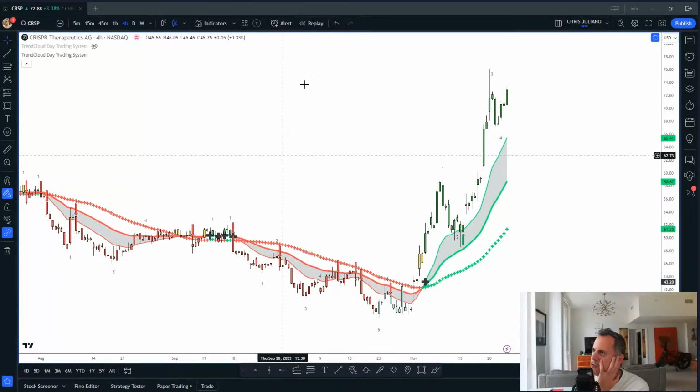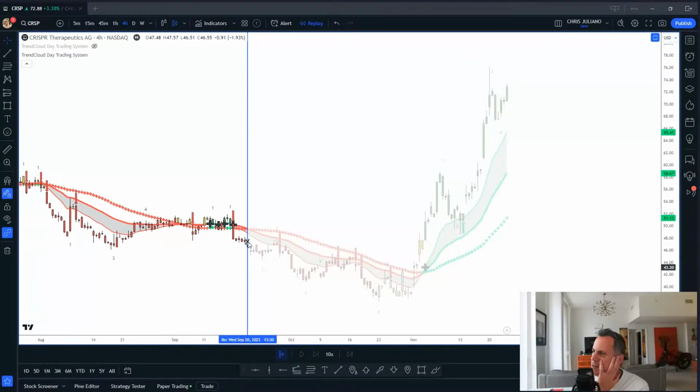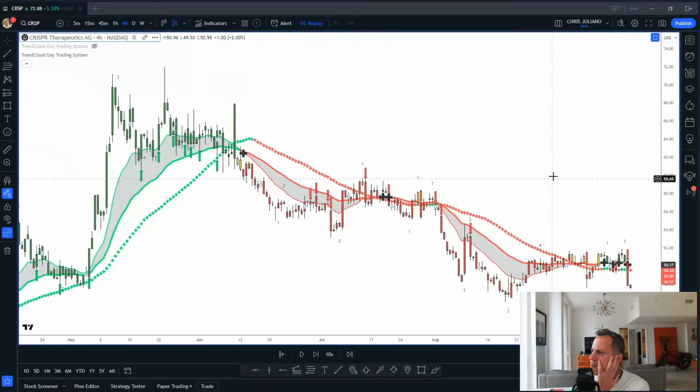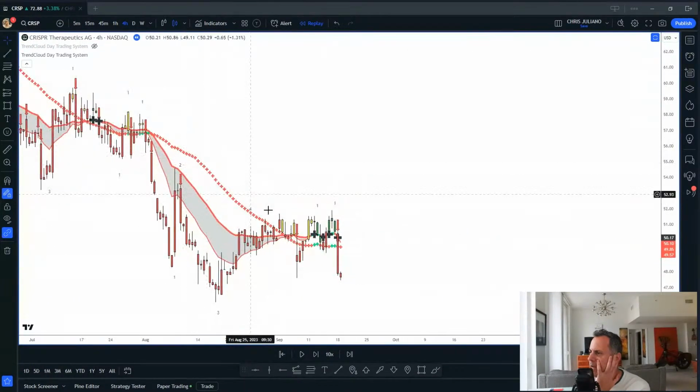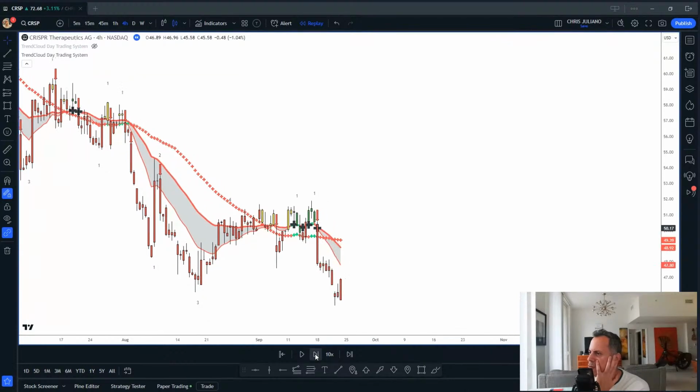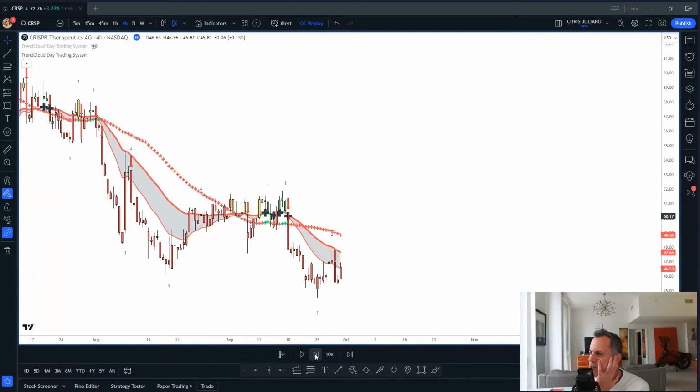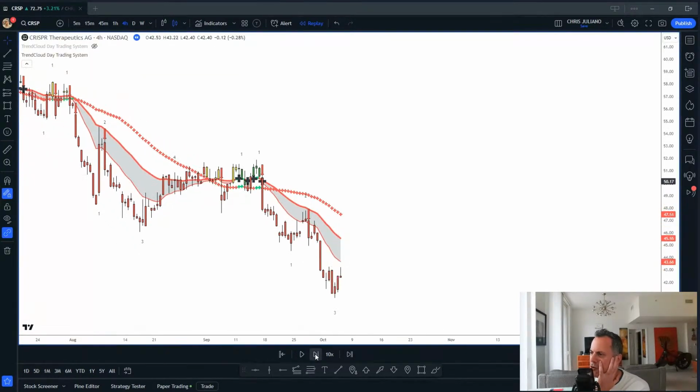Look at if you just take it right here, like, oh wow, CRISPR's going down, right? CRISPR's been going down, but I like this company. I want to buy this company, right? I don't want to sell this company. I want to buy this company. So let's see what happens here. Man, CRISPR's going down. I know this isn't going out of business.